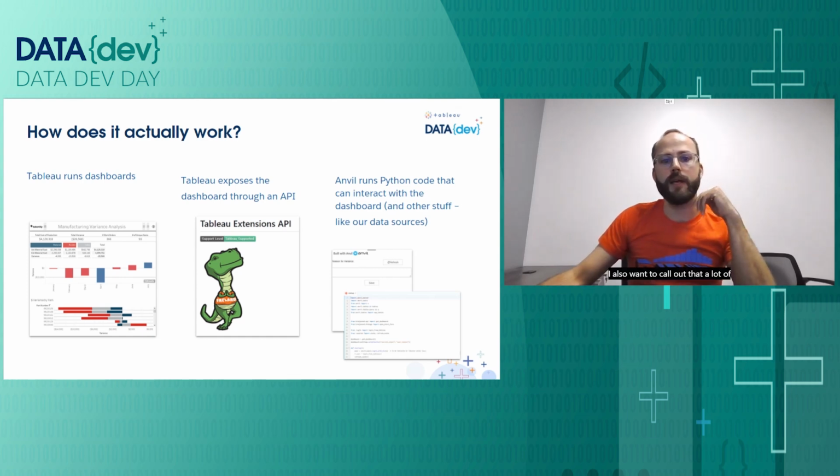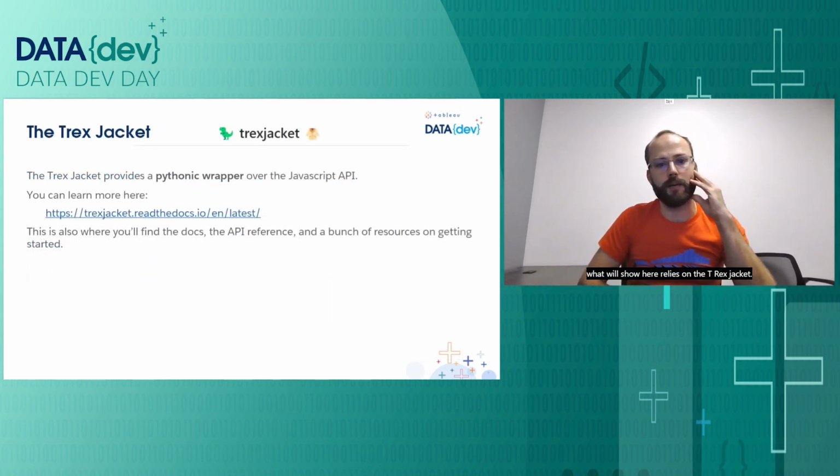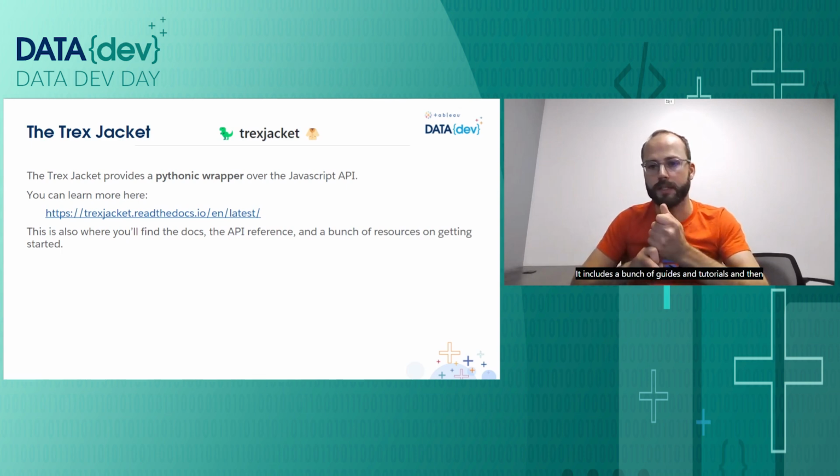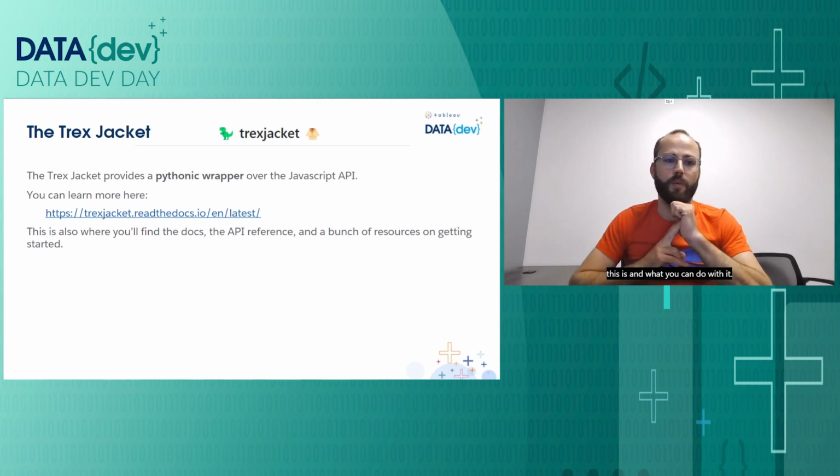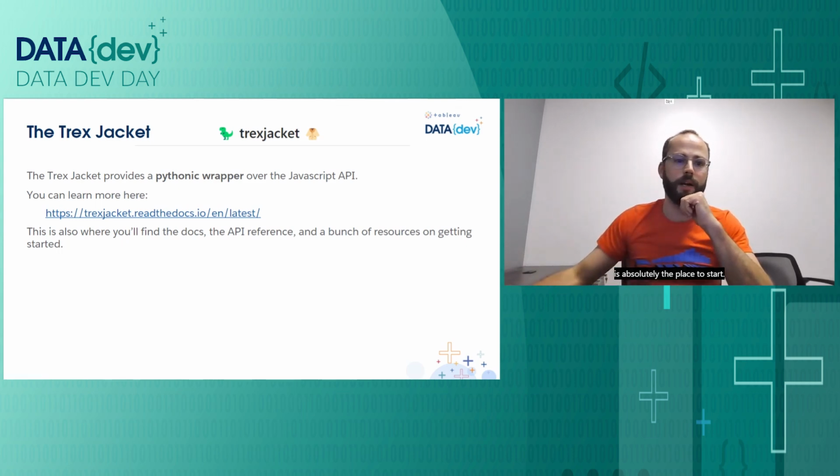I also want to call out that a lot of what we'll show here relies on the T-Rex jacket. The T-Rex jacket is a wrapper over the JavaScript API that you can learn more about here. And I'm going to point out this resource a couple more times. It's a really great resource to get started. It includes a bunch of guides and tutorials, and then gives you the full API reference too for what this is and what you can do with it. So as far as getting started, the T-Rex jacket is absolutely the place to start, and it really does offer some really useful utilities to make developing extensions pretty straightforward.